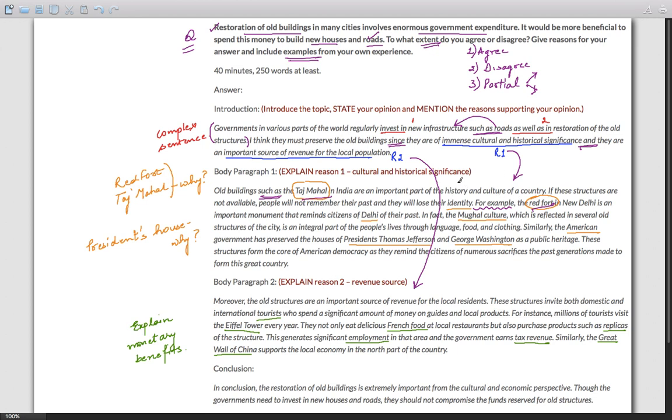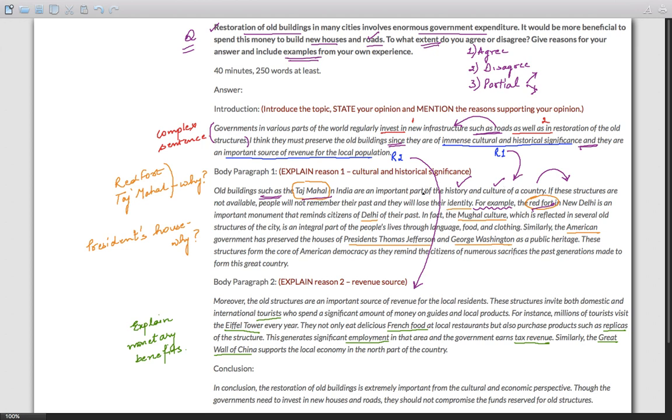That is, they have history and culture. They represent the history and culture of a country. The following sentence should explain this. Okay? If these structures are not available, people will not remember their past and they will lose their identity.